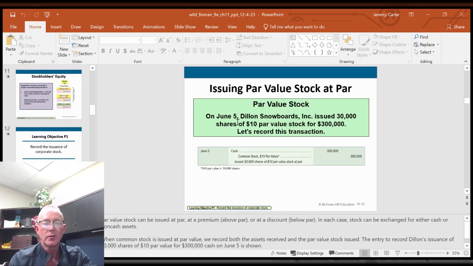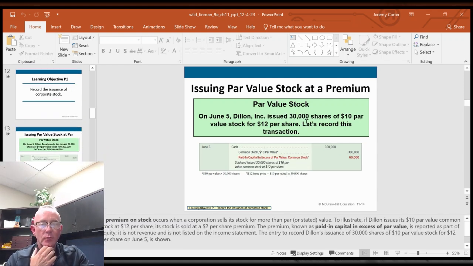All right, go through here again. It says that we issue 30,000 shares of $10 par value stock for 30,000. So that's just like we've done every transaction before, where the owner contributes money and gets stock. In this case, it's just like we did the par value for bonds: cash, and then common stock.